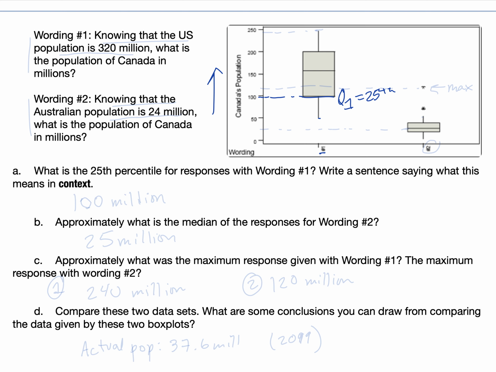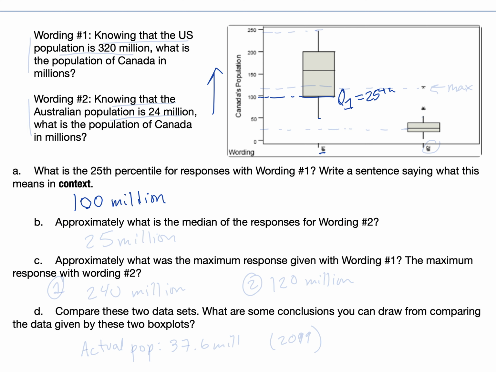And so what does this mean in context? That means that of the people that were given the question of wording one, approximately 25% of them gave an estimate of 100 million or less for Canada's population, and about 75% of them gave an estimate of 100 million or more for Canada's population. And again, you can see my full written responses in the next screen.